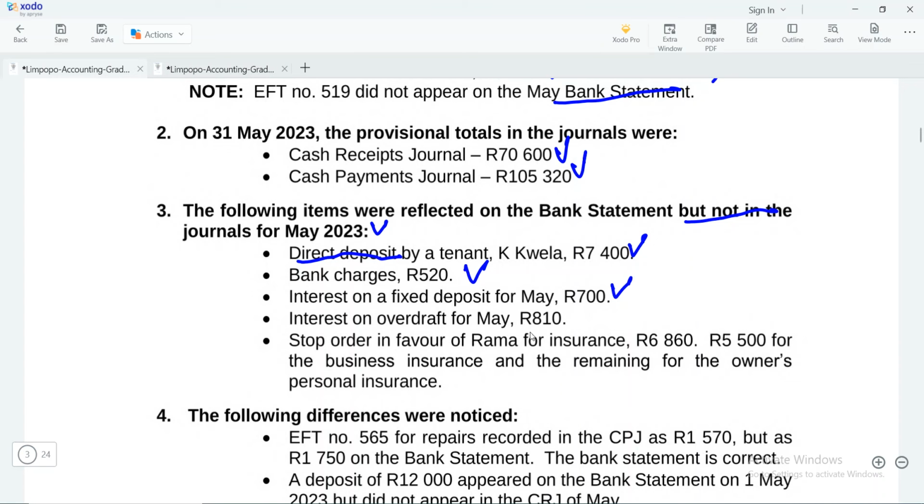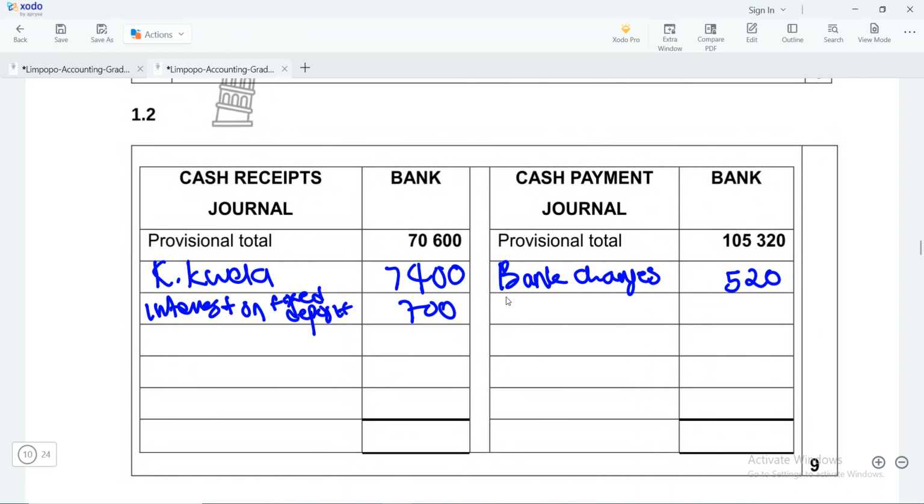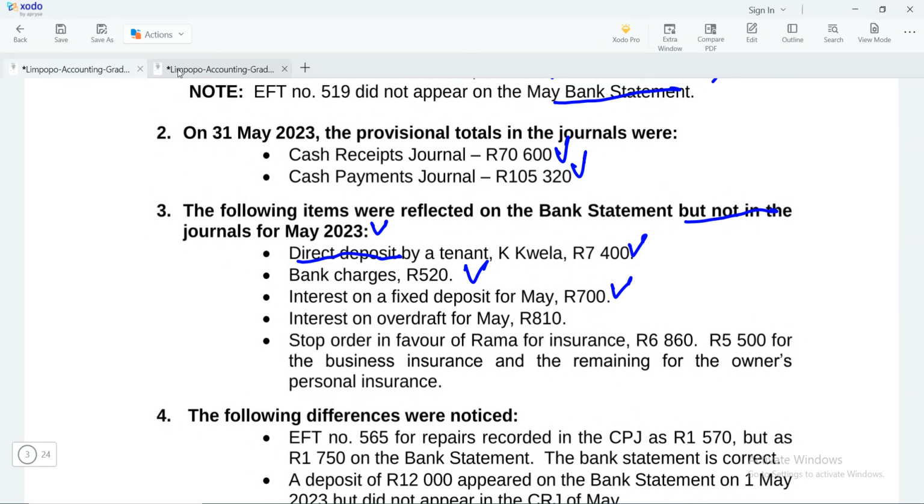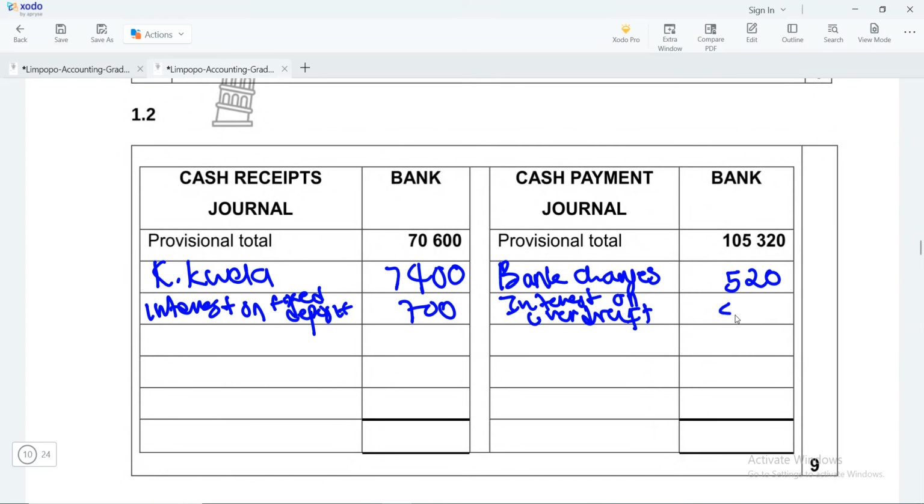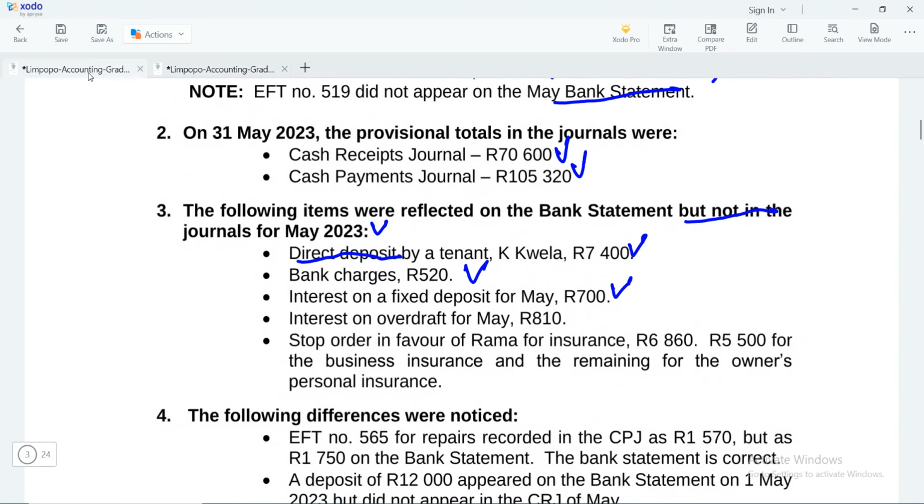Next, we have interest on overdraft. Interest on overdraft is when you are charged for withdrawing more than you have in the bank, and this is 810. This 810 will go in the cash payment journal. So we can have interest on overdraft, and then we would write that, I think it's 810. Let me confirm the amount, 810. So we'll write that 810. Okay, then from there you can go there and check.